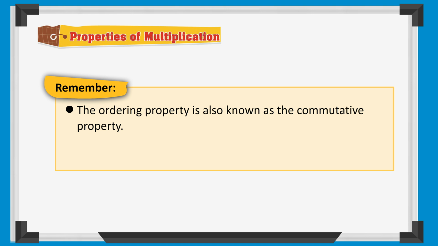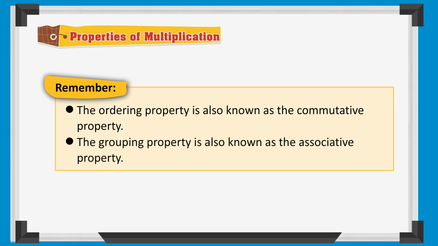Remember, the ordering property is also known as the commutative property. The grouping property is also known as the associative property.